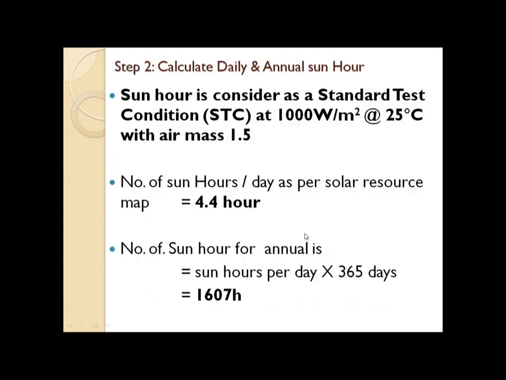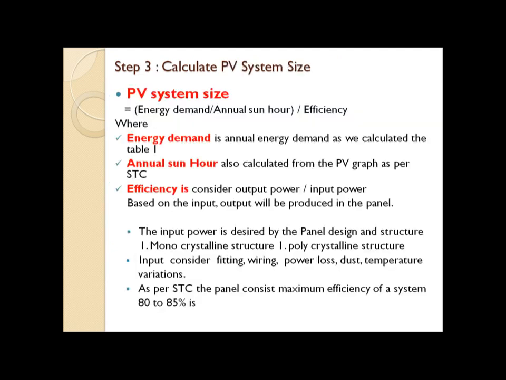So for our Tamilnadu, the number of sun hours per day is 4.4 hours and the number of sun hours per annum is 1607. That means, if you multiply the per day value by 365 days, you get 1607 hours. From these two data, we are going to calculate the system size. To calculate the system size, first consider the annual energy demand, the annual sun hour and the efficiency.